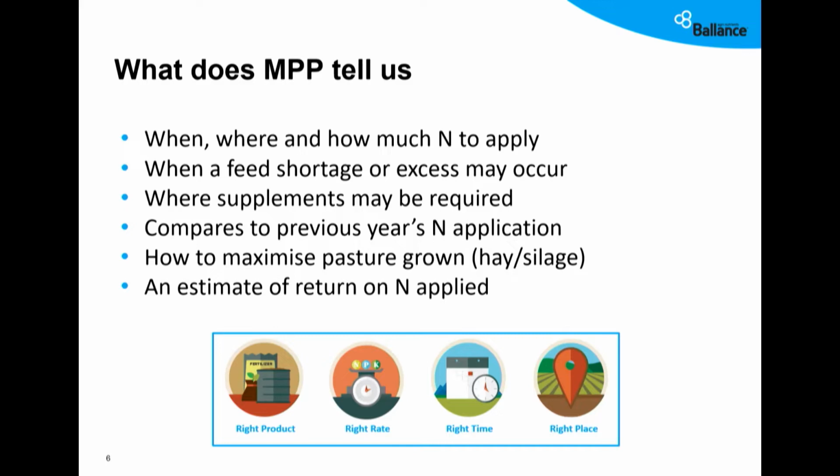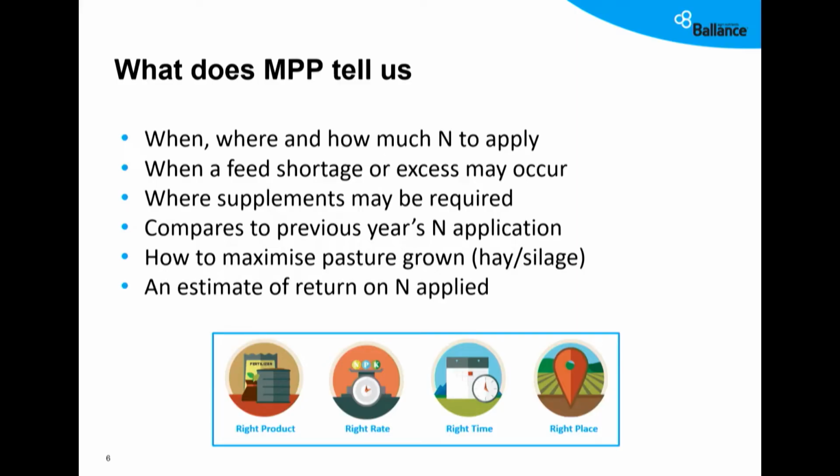It can also identify, not as graphically as Farmax does, where there's a farm deficit in meeting feed demand and actual animal and what we can grow with that nitrogen. It can help to maximise your pasture grown, and we can get that estimate of net return on N applied.